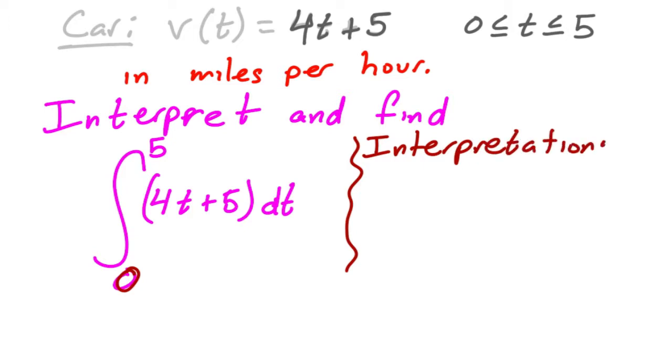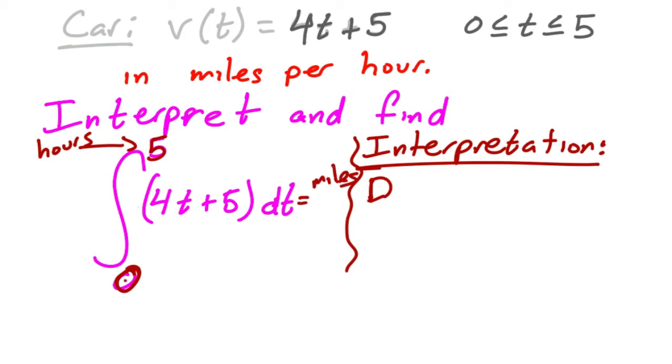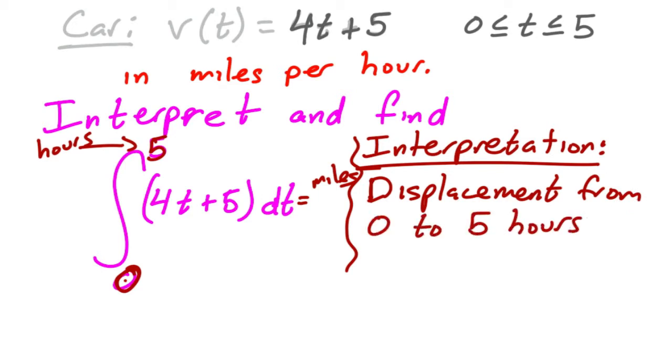So the interpretation of this is basically when you find the integral from 0 to 5, this is going to give you the amount of miles traveled from 0 to 5 hours. So when you find the integral, the units are in miles, and these from 0 to 5, these are hours. So this is going to give you the displacement, or how far your car is from your starting point, from 0 to 5 hours. So the first 5 hours that you drive, how far did you go?